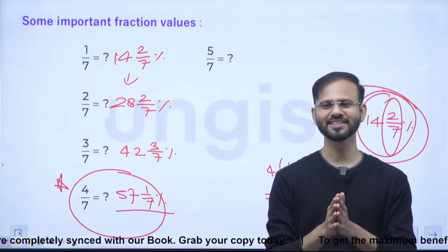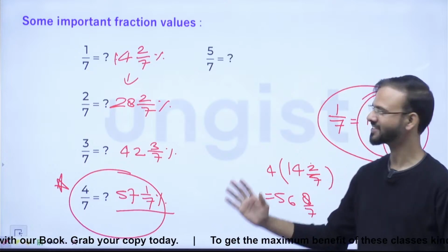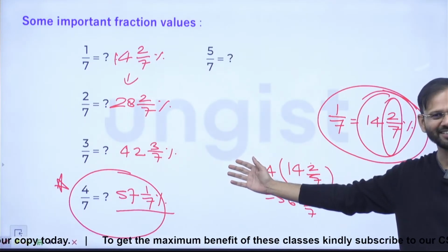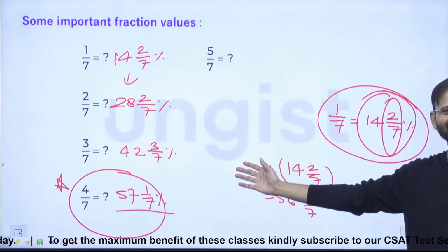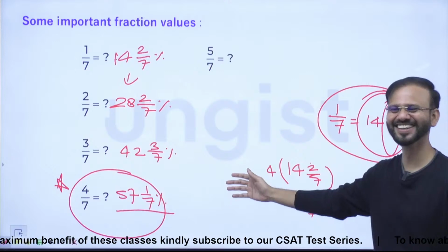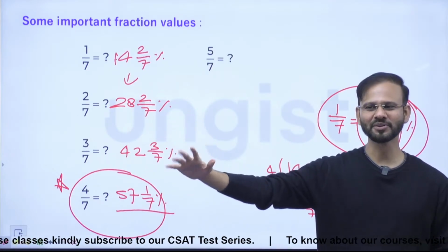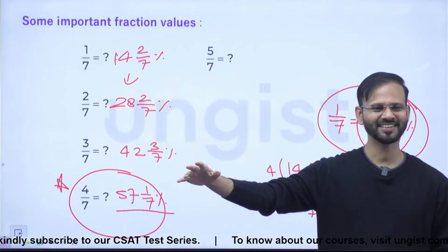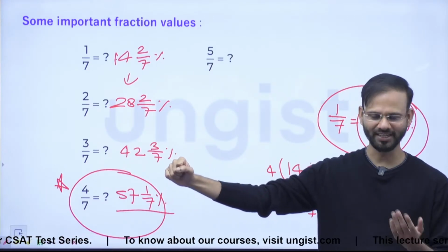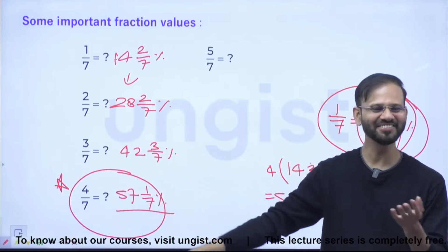What is 5 by 7? Yes. What is 5 by 7, guys? Huh? 81. Acha. What is 5 by 7, guys? Don't use pen. No, no, no. No, no. 79. Yes, 71. And? 71 and?